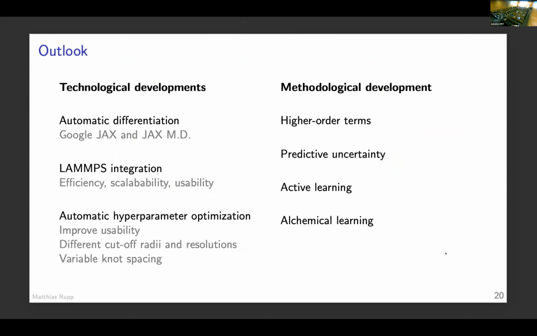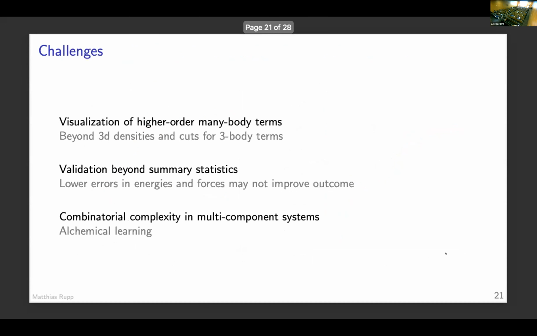Okay, we are working on a bunch of improvements. I'll be brief here. We are trying automatic differentiation, for example. We integrate into other packages like LAMMPS, so we can scale up our simulations. There's a number of tricks you can play with this type of model, like using different cutoff radii for different order terms that are less easy to do with other models. Let me skip that one. Yeah, there are some questions that we are thinking about. For example, we very much like our visualization and interpretability. For 3D terms, we plot densities, but it could be more intuitive. And for 4-body terms, we just don't know. So that's an open topic for us.